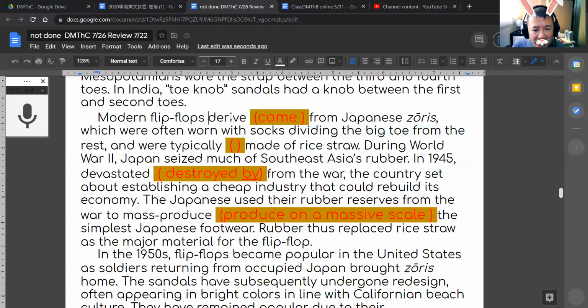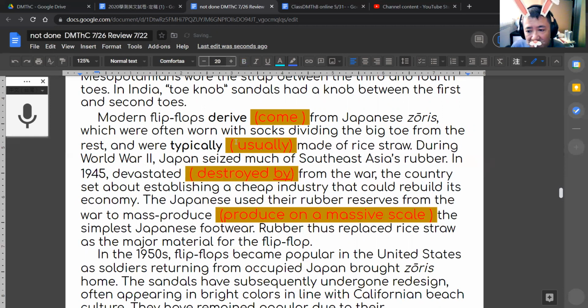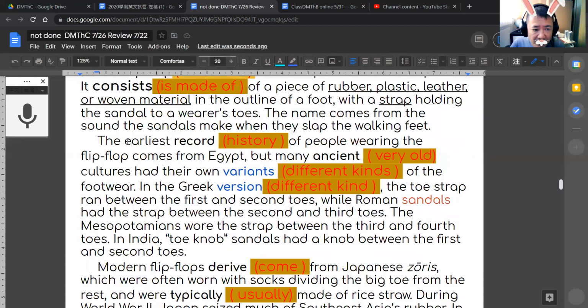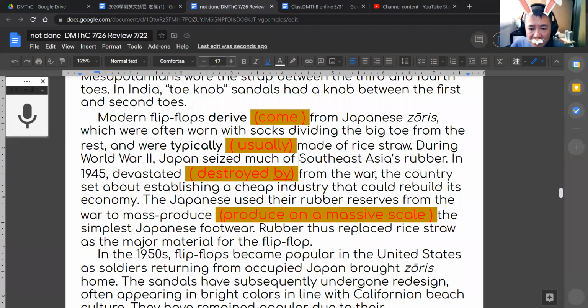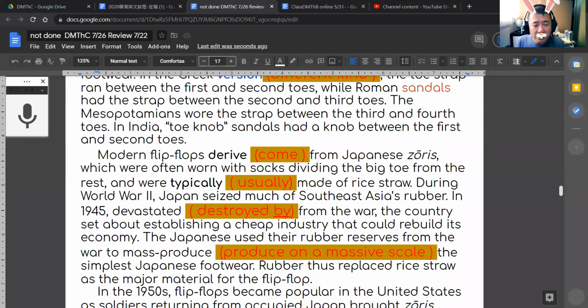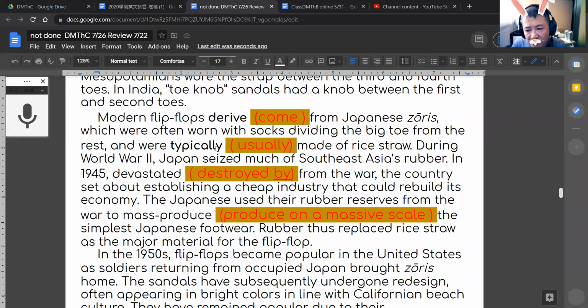And the word typically means usually, made of rice straw. It was made from the straw, and then they weave it together. This is an instance of what is called woven material, right? 缝织的 material. Well, this is an example: woven rice straw material. So usually made of rice straw, typically, usually made of rice straw.